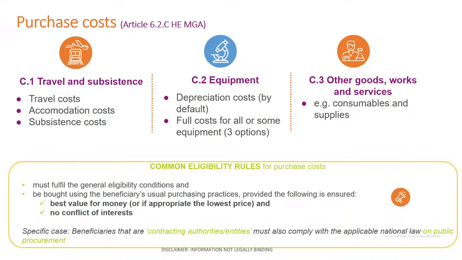So again, for this category of cost, the common eligibility rules of Article 6.2 apply, but it also has to be in accordance with your usual purchasing practices, respecting the rule of best value for money or the lowest appropriate price, and that there is no conflict of interest when claiming this cost and contracting this cost.